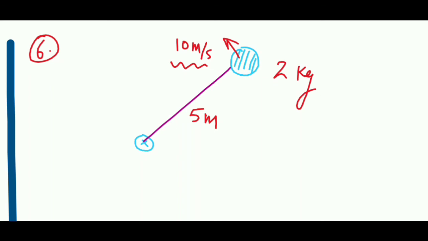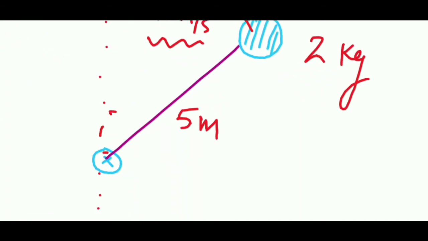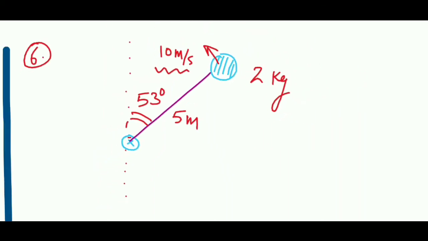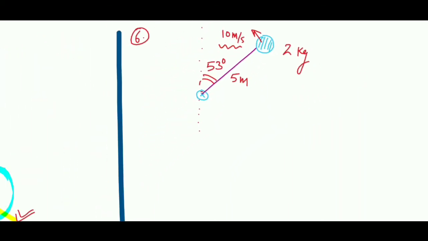This time what is given is this angle. This angle is given as 53 degree. The question is the same: what is the tension in the rope at this instant? The approach is also the same. Draw the free body diagram with centrifugal force, balance the forces along the center line and get the answer.